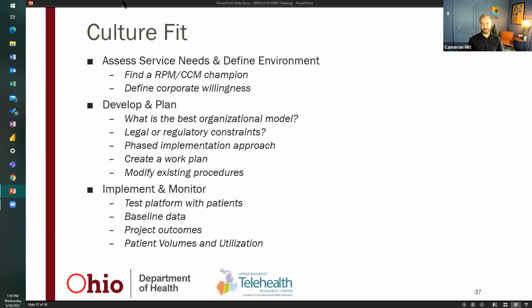When you're implementing these programs, you want to be able to tell, 2, 3, 4 years after you implemented it, this is what our patient population looked like before, and this is what it looks like now. These were our projected outcomes, but now, after X period of time, we've seen improvement in our baseline measures. And if you haven't seen improvement, figure out the cause, so that you can improve upon the service line to best meet the need for your organization and your patients.